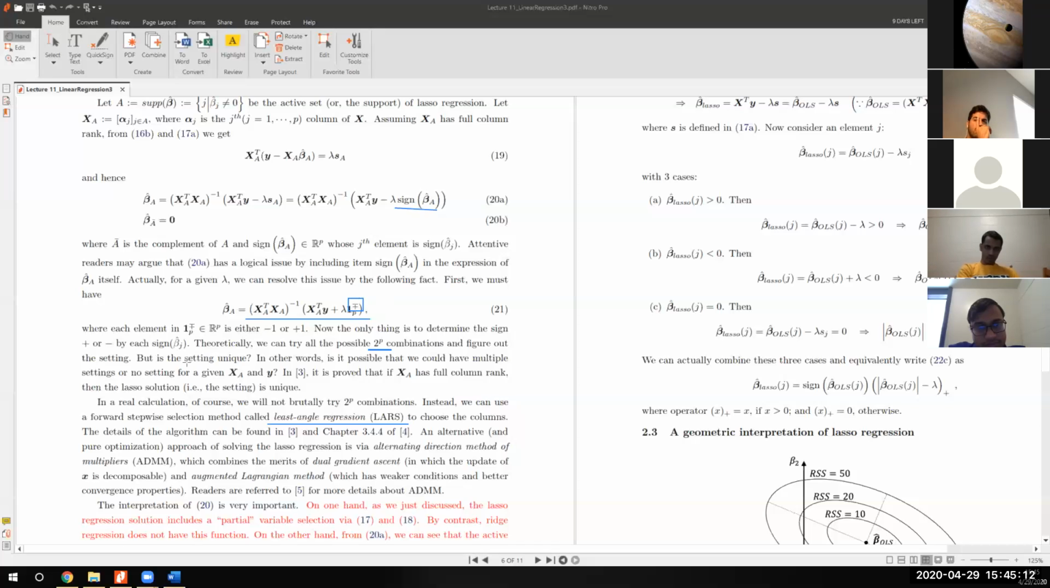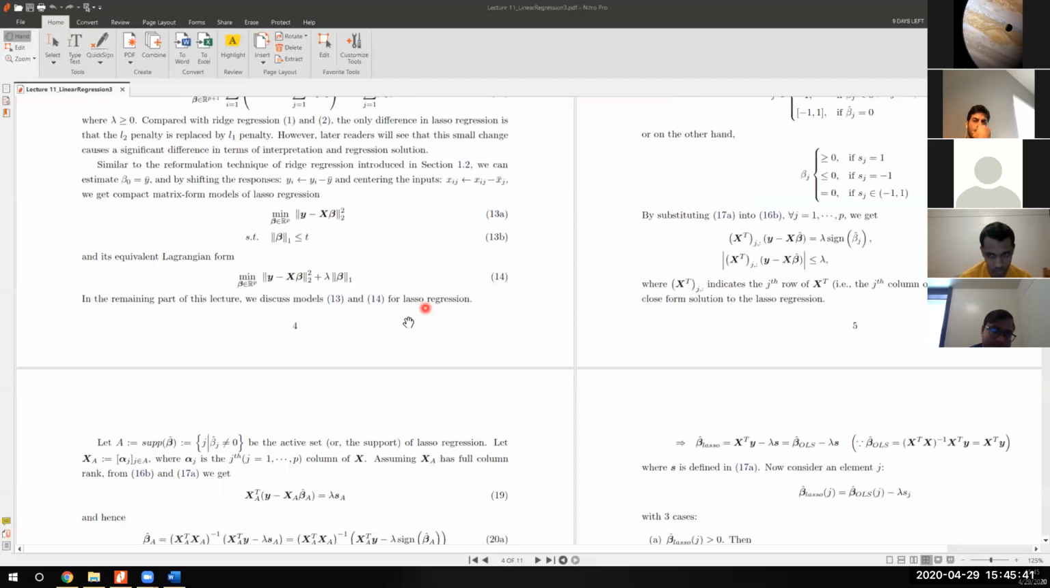The question is, is the setting unique? Because if it's not unique, then I'm going to have chaos, right? And fortunately, yes, it's unique. The paper already showed that as long as your X_A has full column rank, then the Lasso solution is unique. In other words, you must have exactly one setting for the sign of beta A. Actually, you can use a very simple way to understand this.